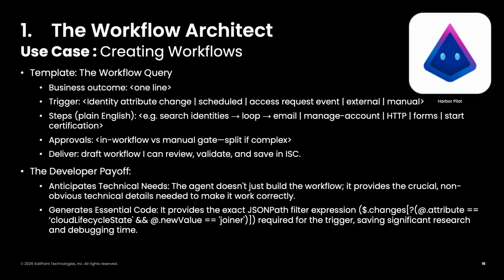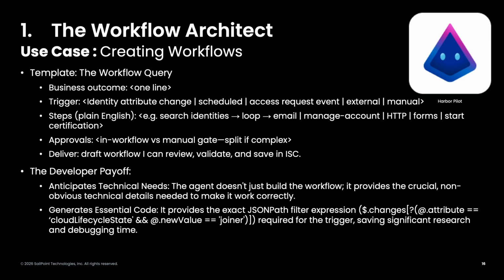So with the workflow, the way we have taken the template is: what is the business outcome you are looking for? What is the trigger? Maybe an identity attribute, something you want to use for the trigger. Once the workflow is there, you can download it, duplicate it, and change the trigger. If you want two types of trigger customizations, you can probably do it.